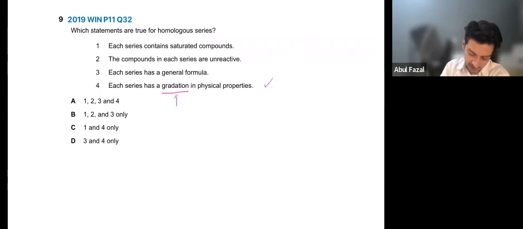4 is correct. Each series contains saturated. Alkenes mein saturated nahi hota na. Compounds in each series are unreactive. They can be reactive. Each series has a general formula. Yep. 3 and 4.